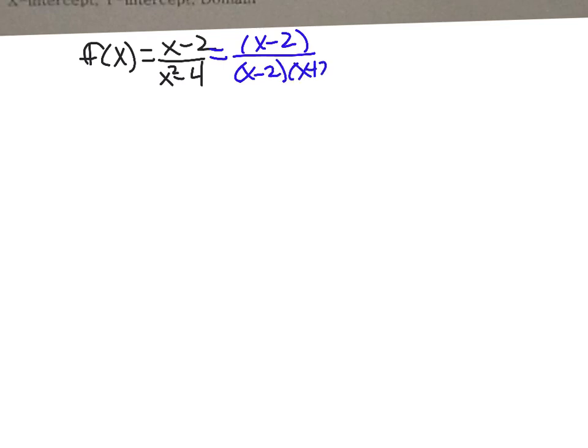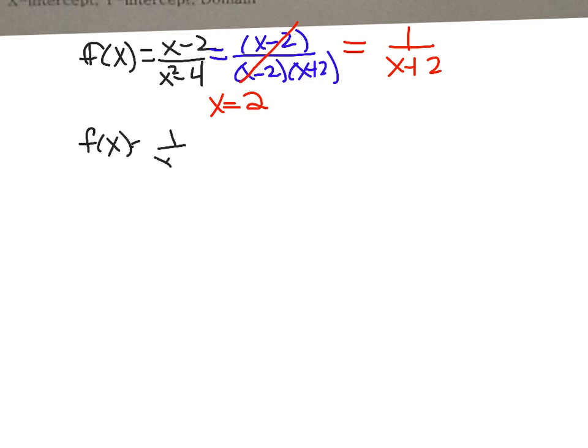And then I notice, oh, I can reduce. These reduce. That means there's a hole at x equals 2. So remember, you find your 0. So now this is my cleaned up version, 1 over x plus 2. So let's rewrite that. This is your new function now. F of x equals 1 over x plus 2.